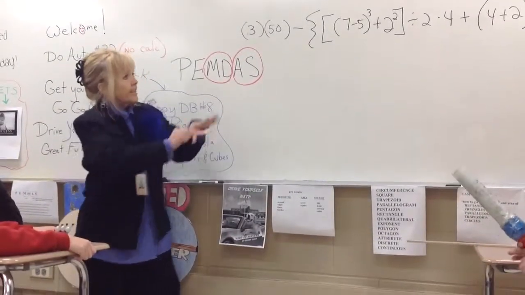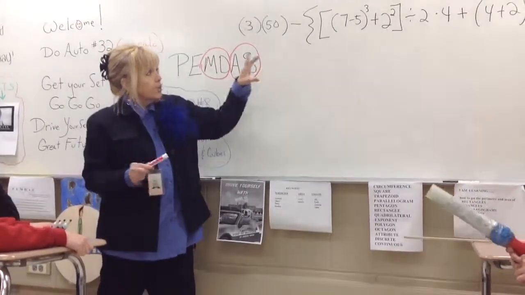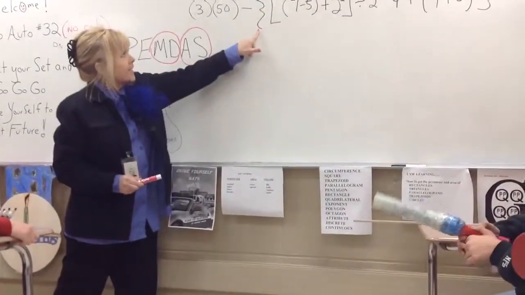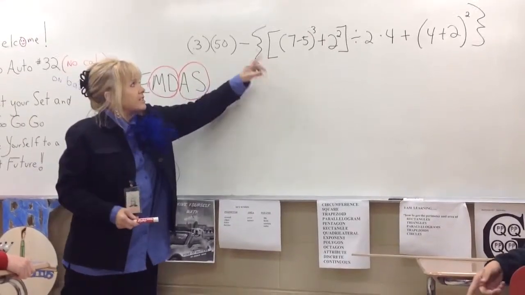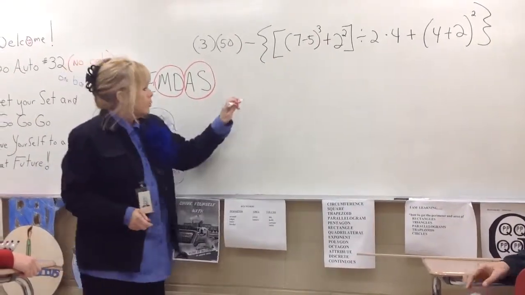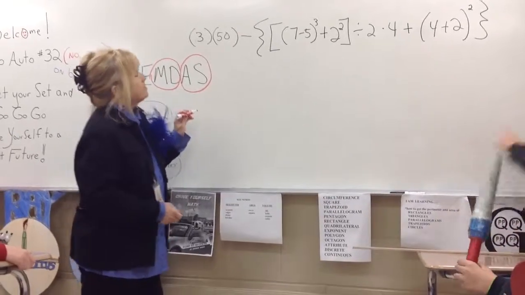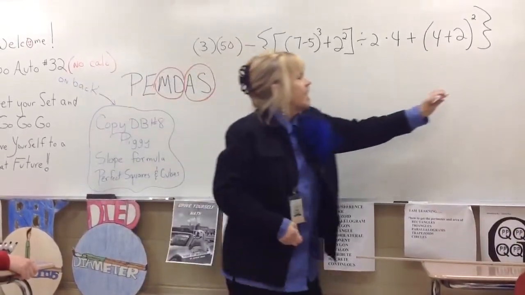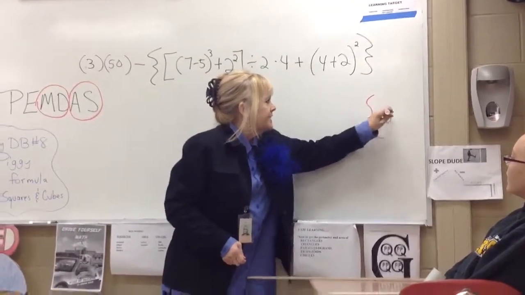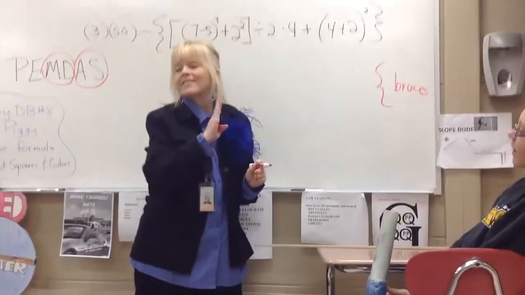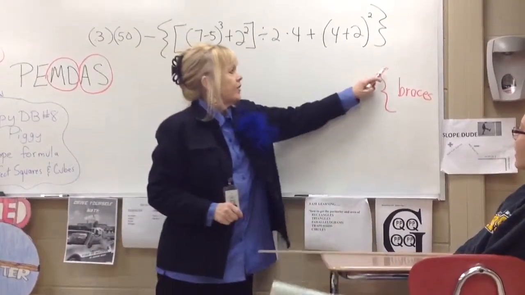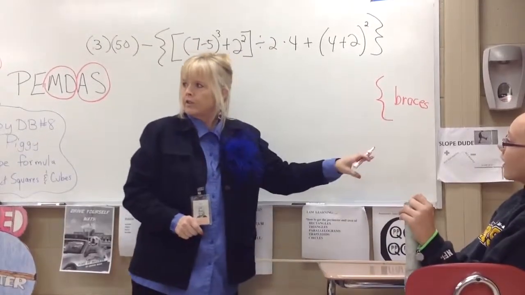So, we're going to attack this. Now you have to attack it. You have to know, see how that's wiggly? When it's wiggly like this, that's called a brace. Those are braces. And braces is soft. Soft curves.